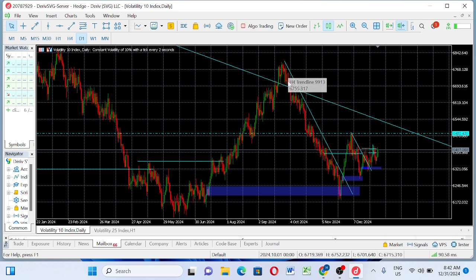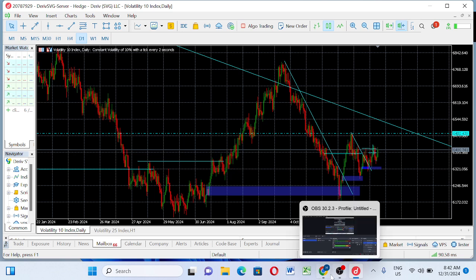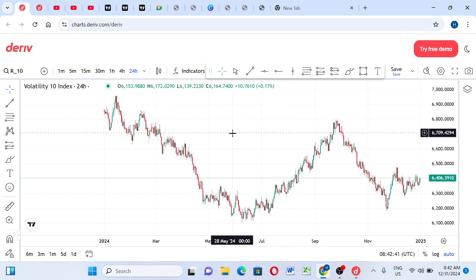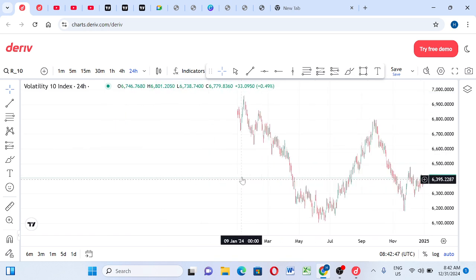Another thing you can see is the break of a trend line here. We have a trend line, and it has given us a trend line break and other price reactions here. The major reason I came to this particular section is so that you guys can see the bigger picture. So let's go back to the chart. This is the daily time frame, which we have there. 24 hours simply signifies the daily time frame.